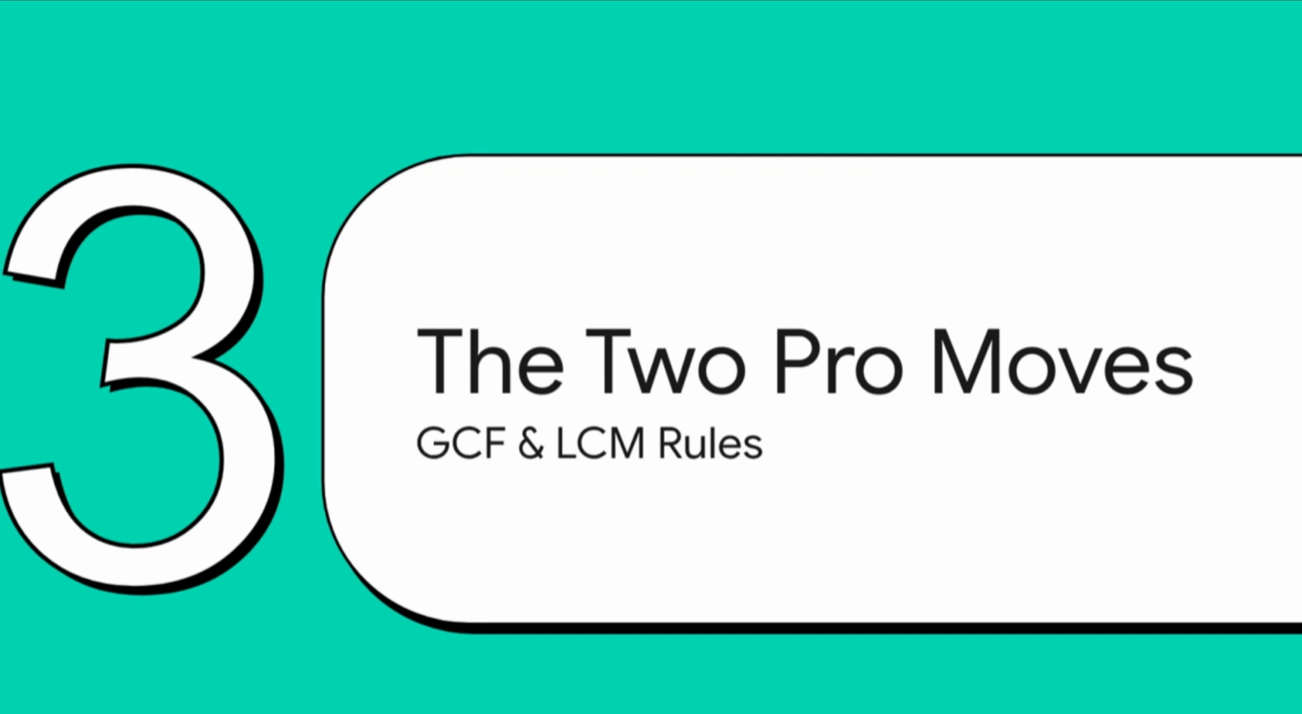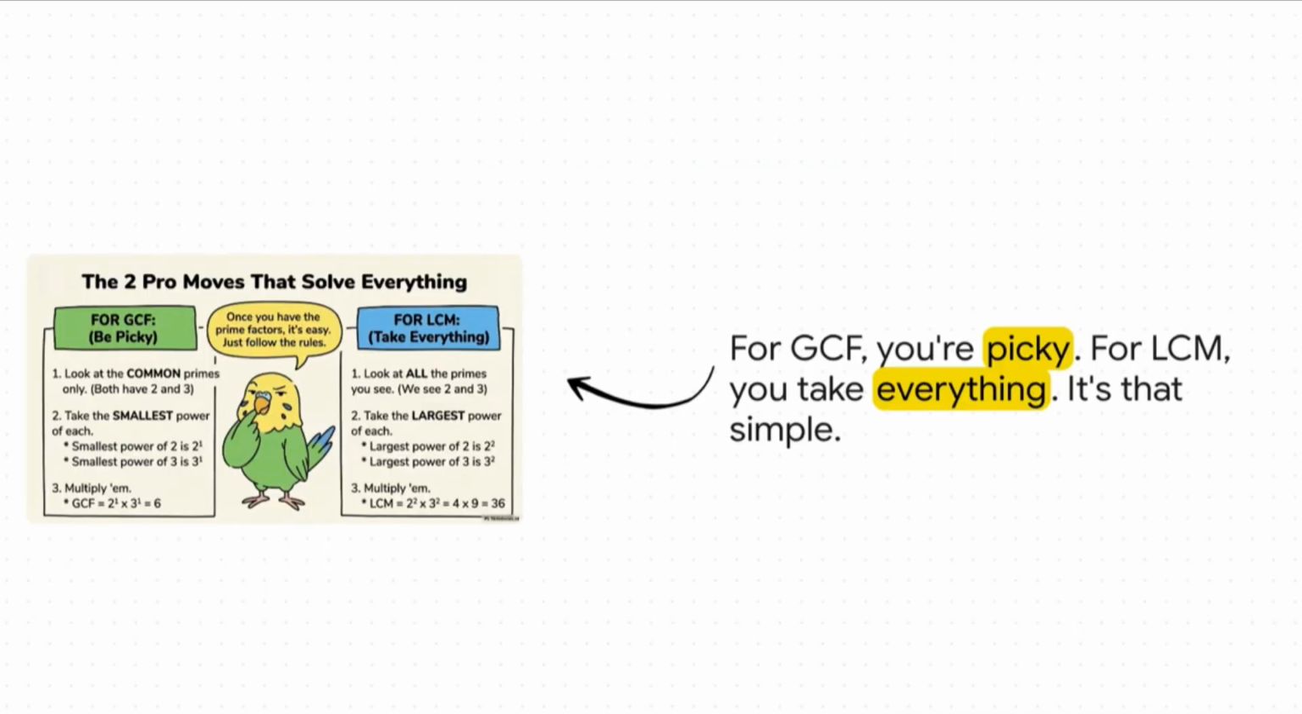So once you have that prime DNA, getting the GCF and LCM is actually super, super simple. All it takes is 2 little rules, 2 pro moves, one for GCF and one for LCM. And the rules could not be simpler. For the GCF, your rule is be picky. You only look at the prime factors that the numbers share, and then you grab the smallest power of each. But for the LCM, you do the total opposite. Take everything. You use all the different prime factors you see from both numbers, and you grab the largest power of each one. That's it.